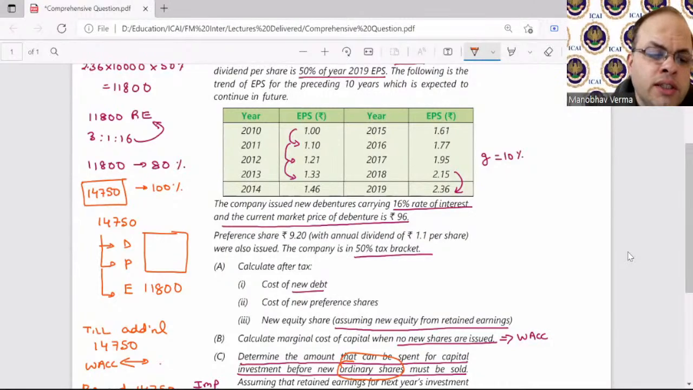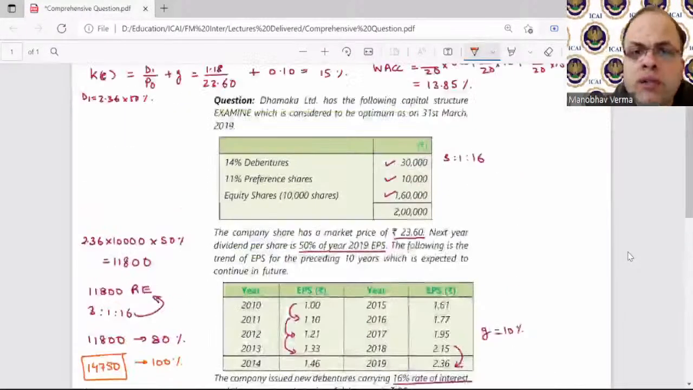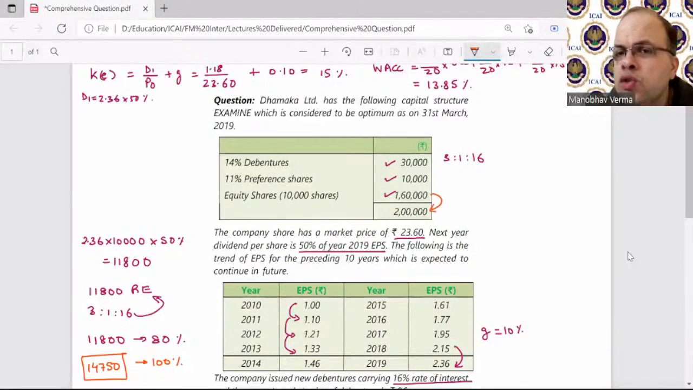Also, Sharon is asking me, how do you get 80%? Sharon, because I've been given that of this 2 lakhs, the proportion of equity is 1,60,000. So the ratio was 3:1:16, or I could say 80% of the capital structure is equity.